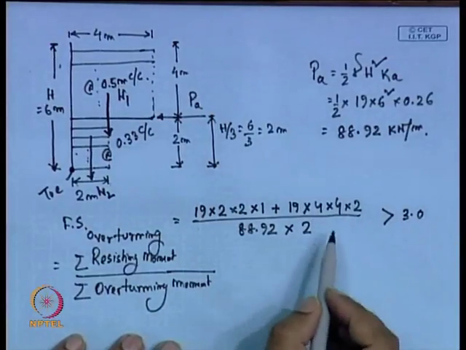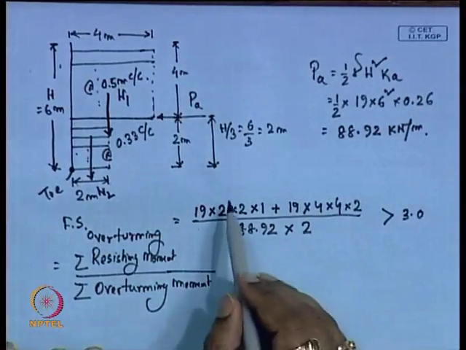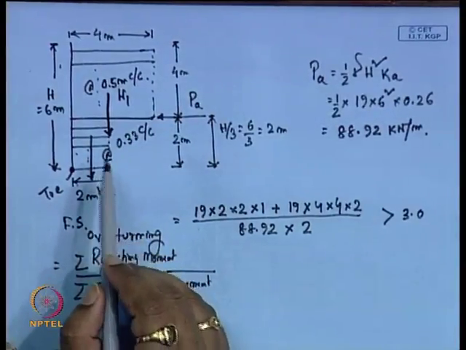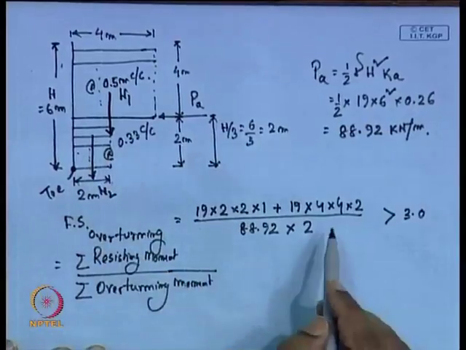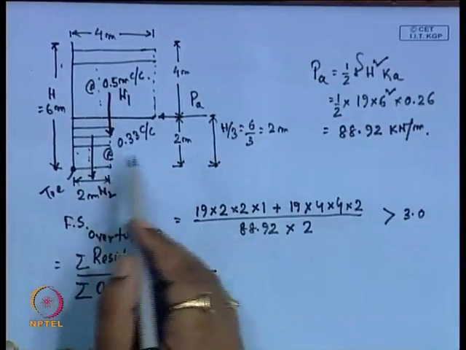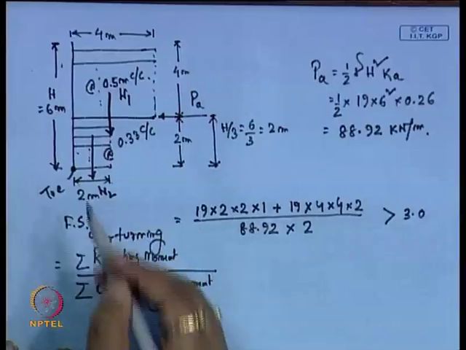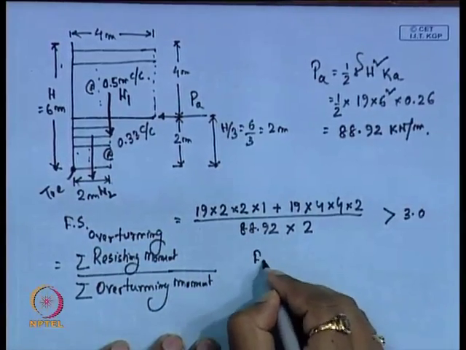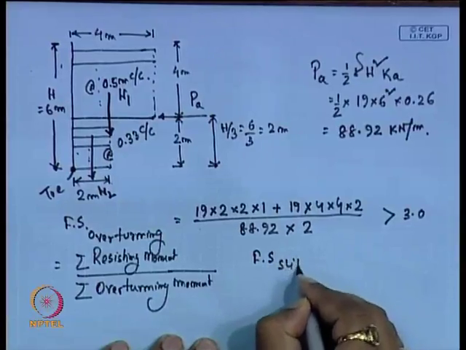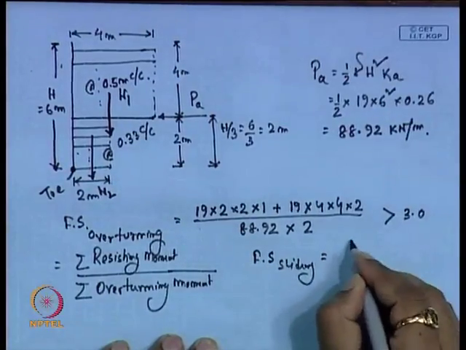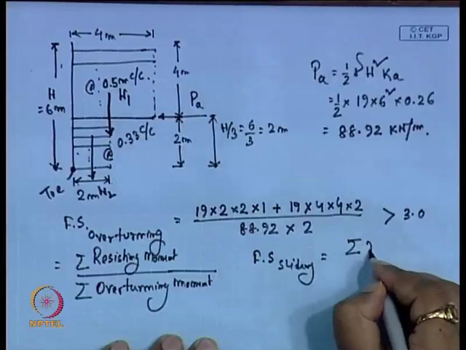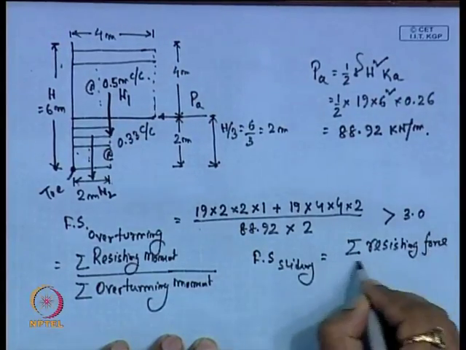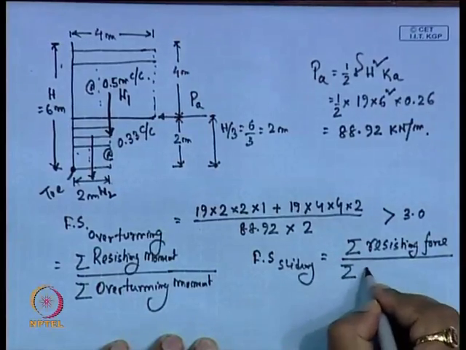If it is not greater than 3, then we have to redesign it. Although it is fine internal stability wise, we have to increase the length of the reinforcement, so that the weight of the reinforced block can increase. Similarly, the factor of safety for sliding is again the summation of resisting force divided by the summation of the driving force.